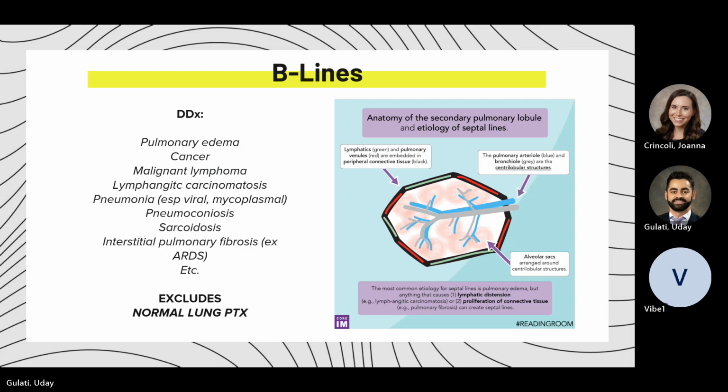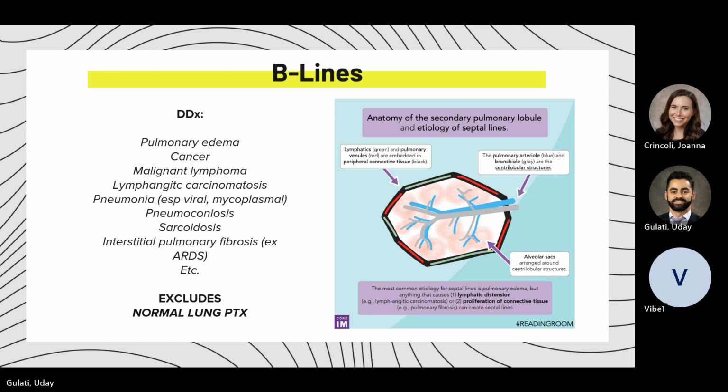And so it's not just CHF exacerbation. It's not just pulmonary edema. It could be due to cancer, because the lymphatic drains are very thick, very full. It could be due to lymphoma. It could be due to lymphangitic carcinomatosis. It could be due to a pneumonia, right? Because that's going to cause a lot of lymphatic drainage, to sarcoid, all these other interstitial lung diseases.